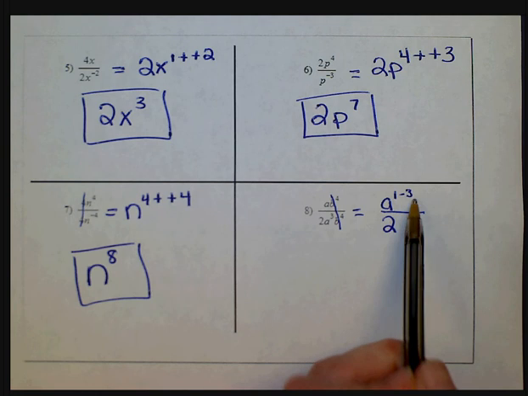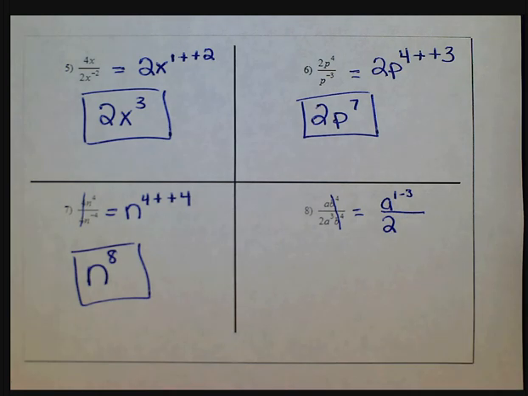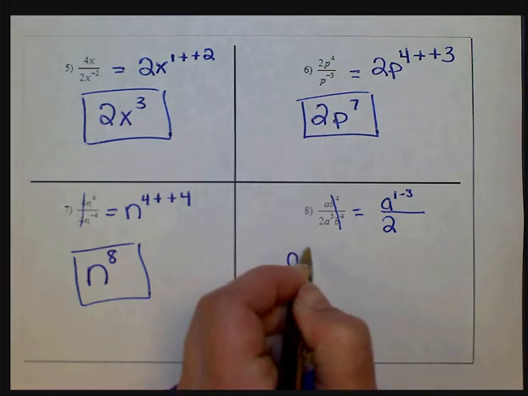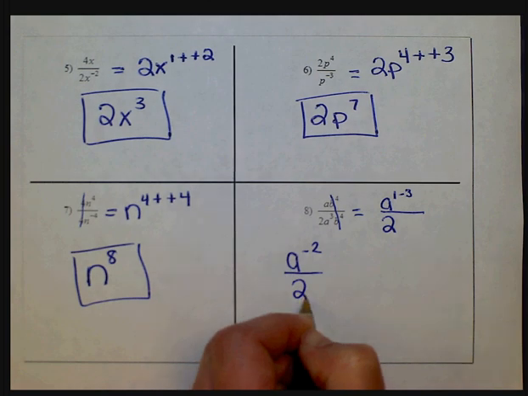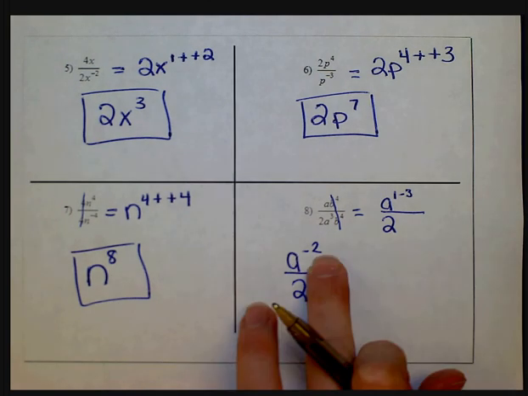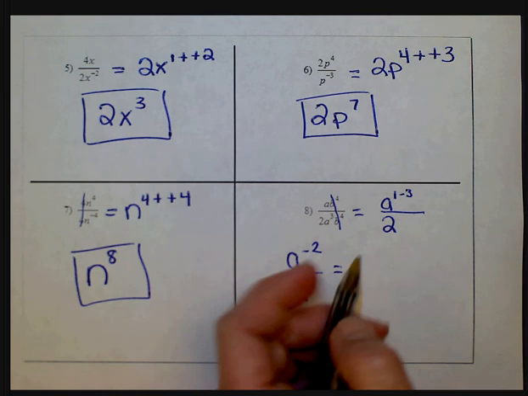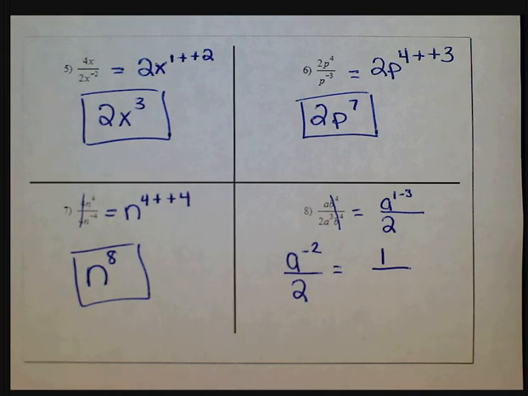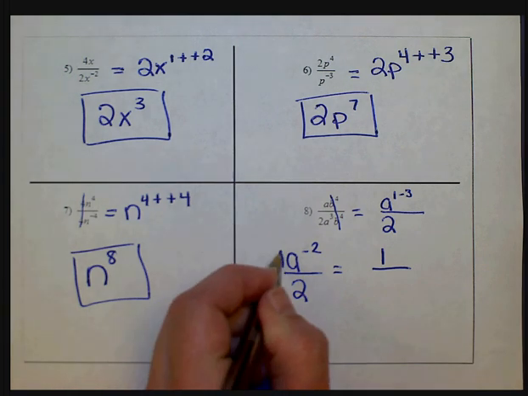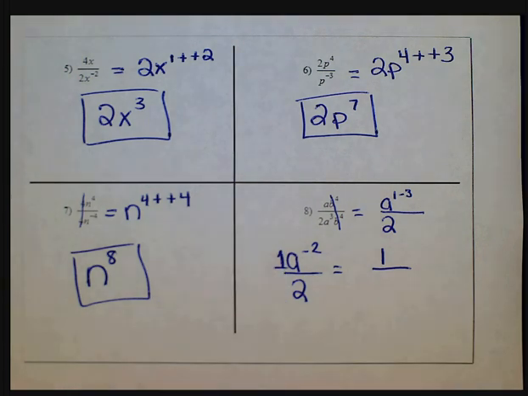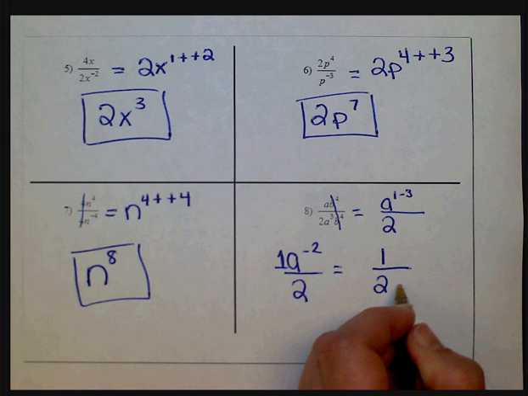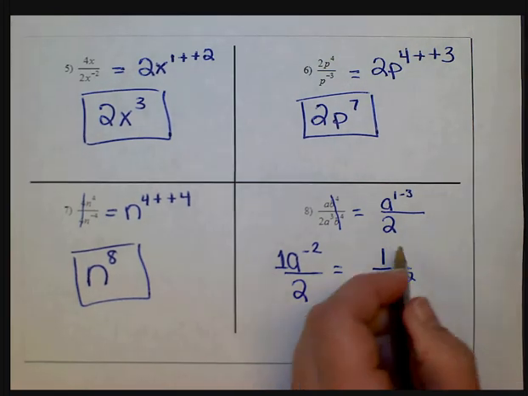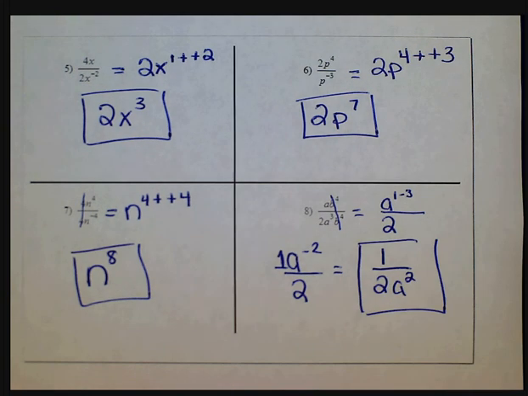Now I do my subtraction, 1 minus 3. So I have a to the negative 2 divided by 2. No negative exponents, so I have to move this to the bottom. When I have nothing left on the top, remember I have to hold that place with the 1, because this always has a coefficient of 1, we just never write it. And then the 2 stays on the bottom, and the a squared has to move to the bottom to make the exponent positive. So my answer is 1 over 2a squared.